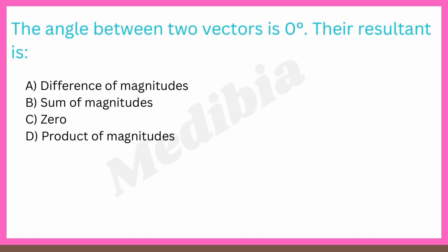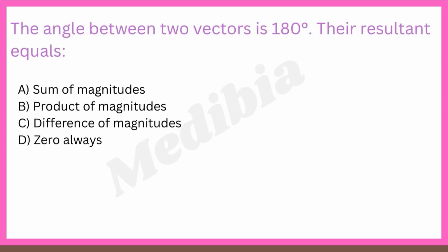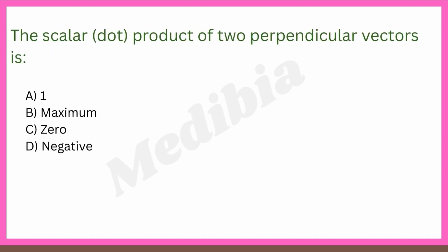Their resultant is: difference of magnitudes, sum of magnitudes, 0, product of magnitudes. The angle between two vectors is 180 degree. Their resultant equals: sum of magnitudes, product of magnitudes, difference of magnitudes, 0 always. The scalar product of two perpendicular vectors is: 1, maximum, 0, negative.